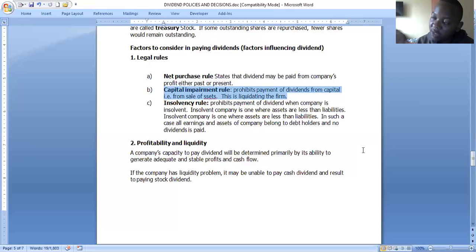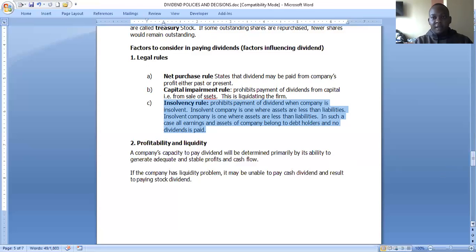If the company has not made profit, it will be illegal for the business to pay dividends. Dividends can only be paid if the company has made a profit. And then the third rule is the insolvency rule, which prohibits the payment of dividends when the company is insolvent, that is, when the company's assets are less than liabilities. This is another legal rule the business has to follow when making a dividend decision. If the company is insolvent, it shouldn't pay dividends at all.